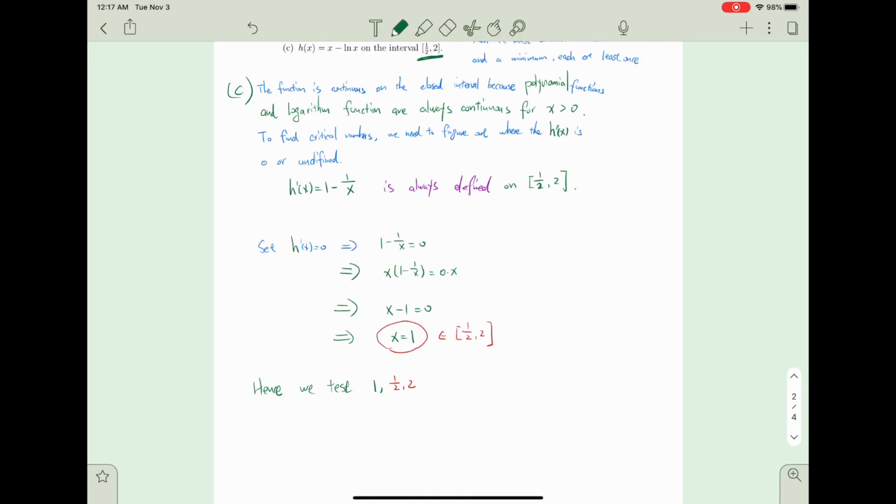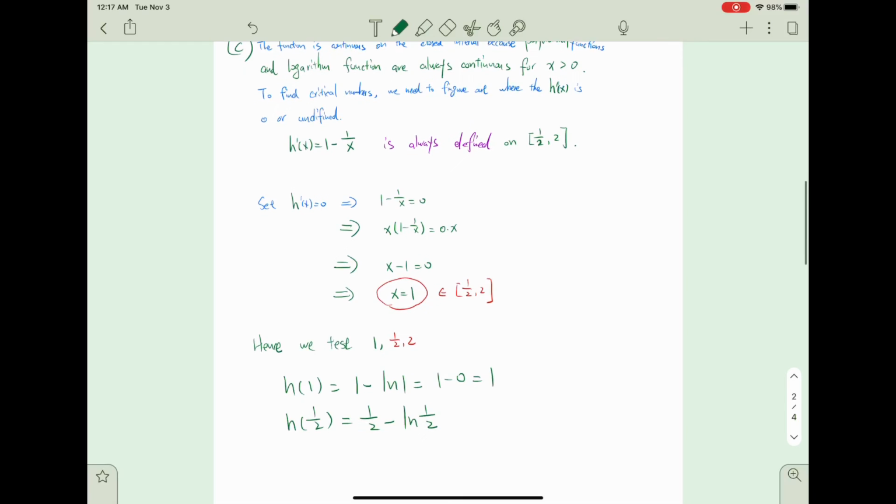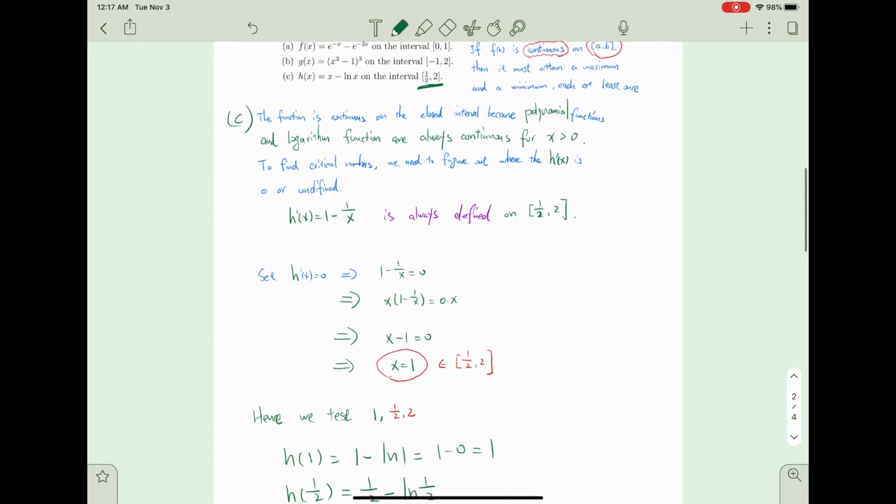So we have h of 1 first, that is 1 minus ln 1. We know ln 1 is 0, so it's 1 minus 0, which is 1. And test 1 over 2, okay, so that is 1 over 2 minus ln of 1 over 2, right? What is that? Minus ln of 1 over 2.